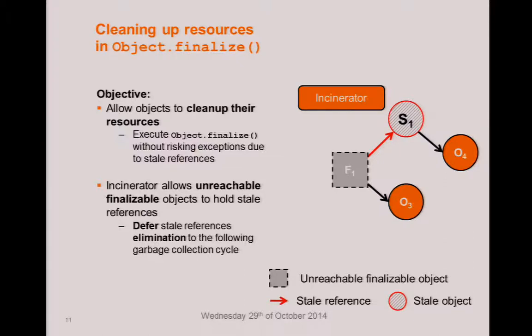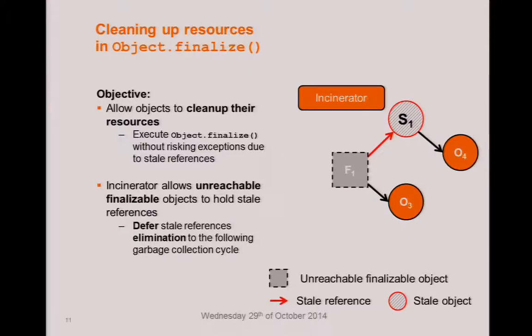There are basically two problems with this approach. The first one is that we do this to clean up memory, so we need to take special care when we deal with finalizable objects. Finalizable objects are objects that implement the finalize method, where they need to clean up something when they are no longer reachable. The problem is that if you attack those objects with Incinerator, the finalization method might get null pointer exceptions if it tries to use stale references.